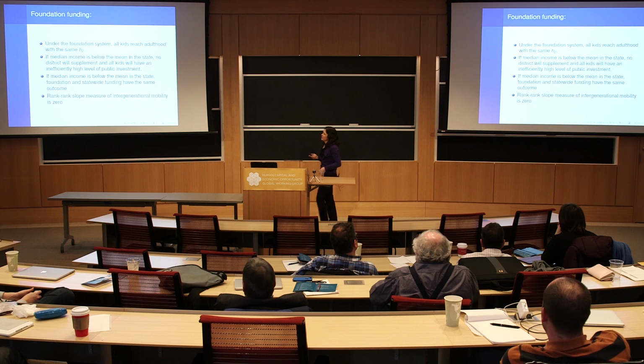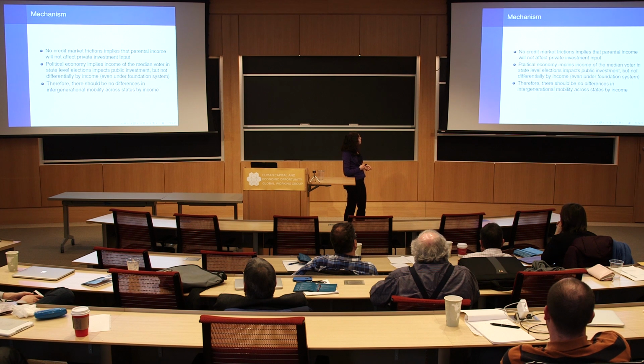Okay, so here's what happens if the median income is below the mean. It's not really that interesting, although I think the third point dawned on me yesterday: if the median income is below the mean, the state funding and the foundation funding will have the same outcome if you don't have ability differences. But the upshot is the rank slope measure of intergenerational mobility should still be 0 in this case because everybody has the same human capital.